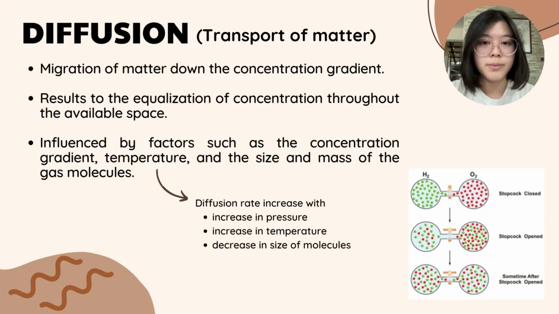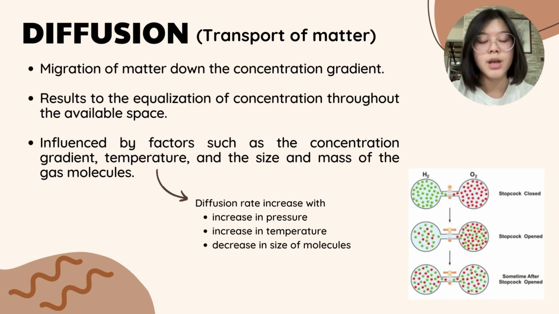So for the first, the transport property of gases will be diffusion. Diffusion can be defined as the transport of matter, where the matter will migrate down the concentration gradient, which is from a high concentration region to a low concentration region. As a result, the concentration will equalize throughout the available space, as shown in the diagram at the bottom right corner below.